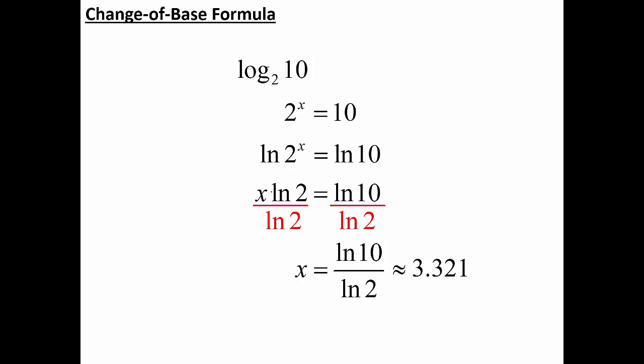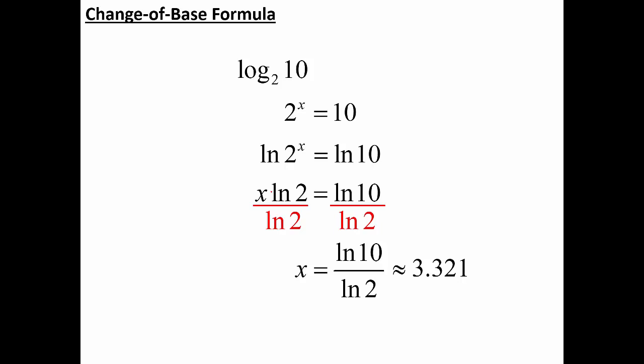Important thing to recognize here is that I did not divide 10 by 2. It's ln of 10 divided by ln of 2. Feel free to take a moment and divide 10 by 2 and get 5, and then type in ln of 5 in your calculator. You'll see that you will not get 3.321. ln of 10 over ln of 2 cannot be simplified any further.